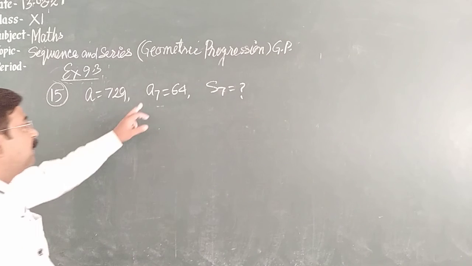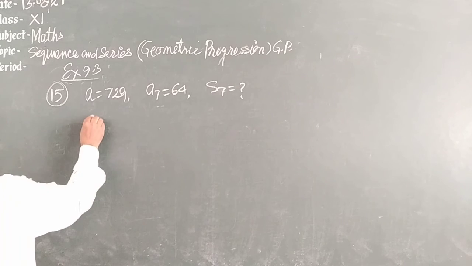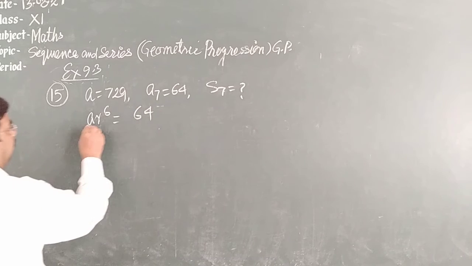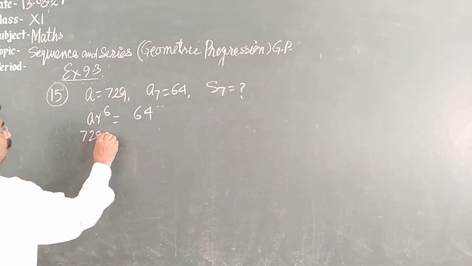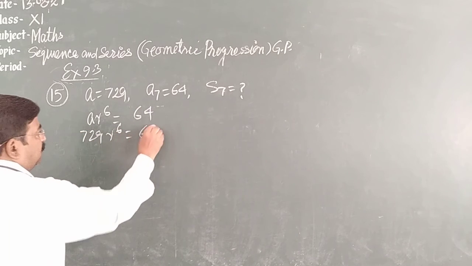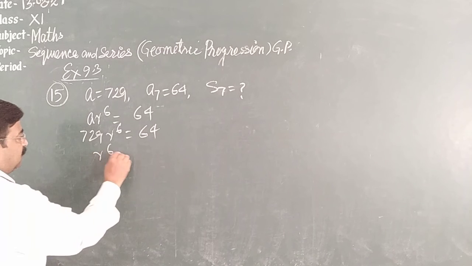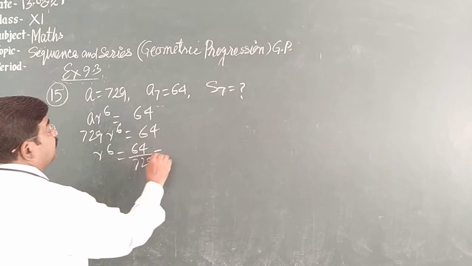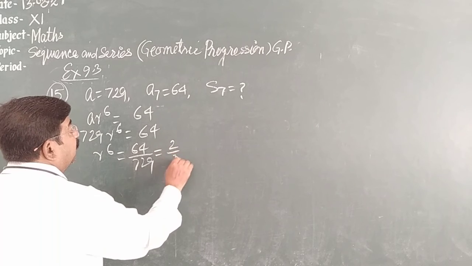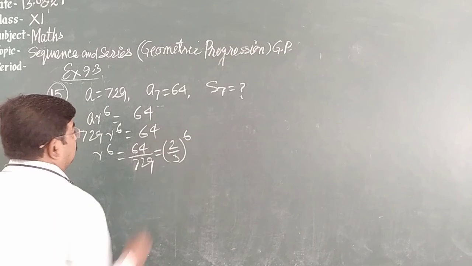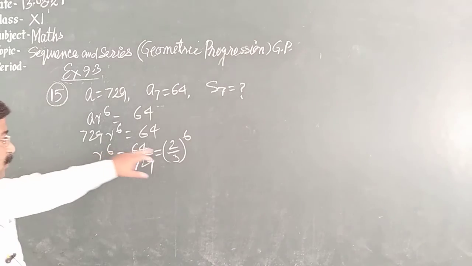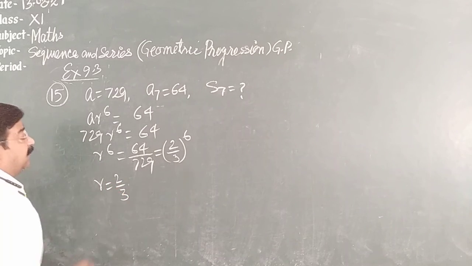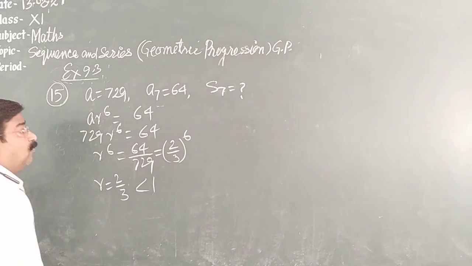With the help of A7 we can write A r to the power 6 is equal to 64. A is 729 into r to the power 6 is equal to 64. We can write r to the power 6 is equal to 64 upon 729. This can be written as 2 upon 3 to the power 6. So r to the power 6 is equal to this much. So what we have? R is equal to 2 upon 3. It is less than 1.